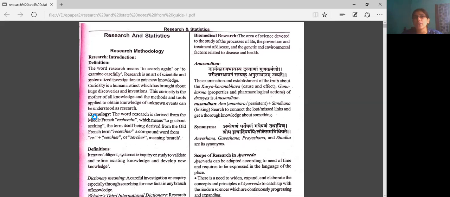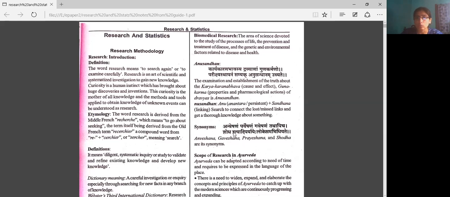Now the next point is etymology. What is etymology? The word research is derived from the Middle French word recherche, which means to go about seeking. The term itself is derived from the Old French term recherchier, a compound word from re plus cherchier or searcher, meaning search.